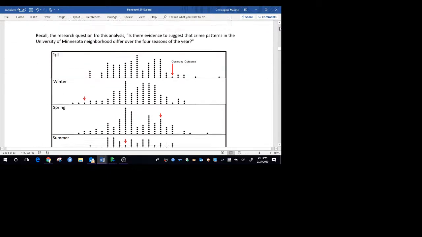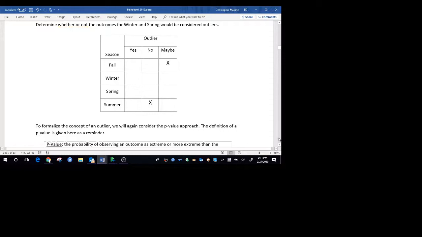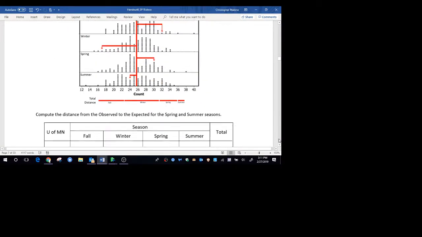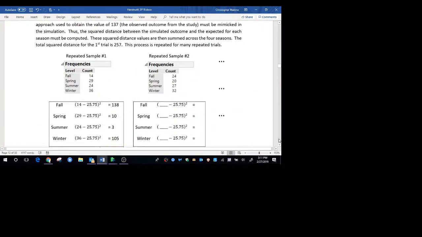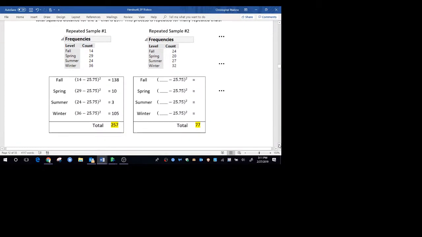So now let's go back down where we were building those reference distributions. Let me see what page that was on. Page 12 it looks like. So that's what I'm doing on page 12 here. I'm taking those values as I just said, 14 minus the 25.75, square that, I get 138. I take the spring value, which is 29, minus the 25.75. I do that for all 4 seasons, and then I add those up.